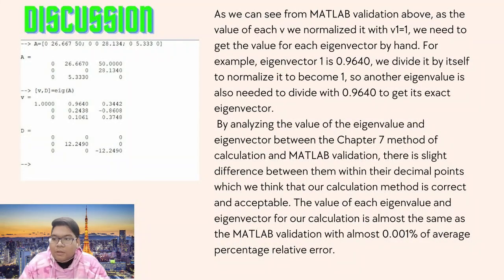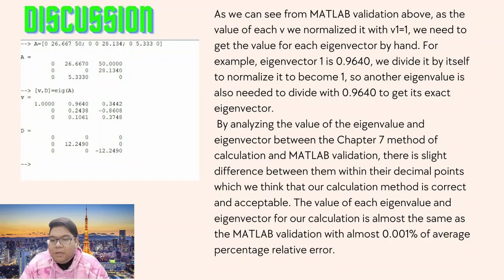Okay, next we move to the discussion. As we can see from the MATLAB validation beside, as the value of each V, we normalize it with V1 equals to 1. We need to get the value for each eigenvector by hand. For example, eigenvector 1 is 0.9640. Then we divide it by itself to normalize it to become 1. So the other eigenvalues also need to be divided by 0.9640 to get their exact eigenvectors.